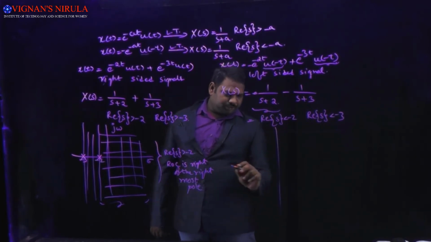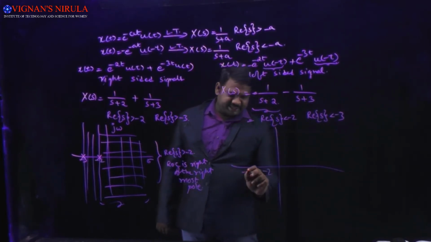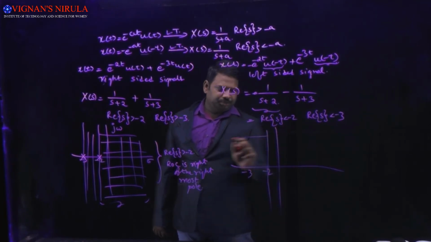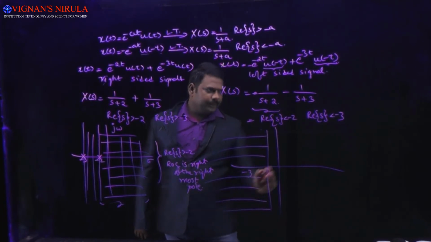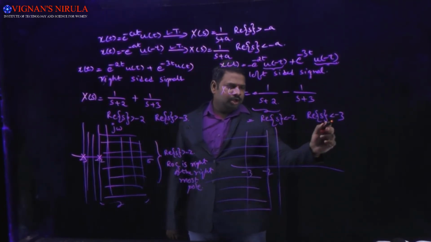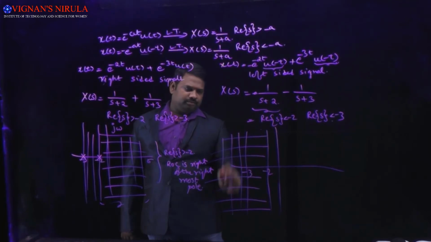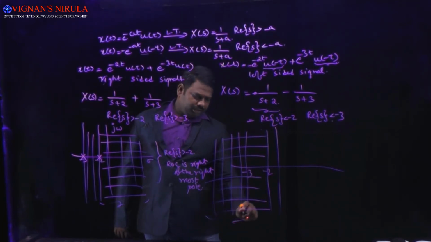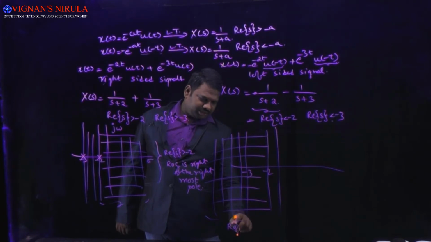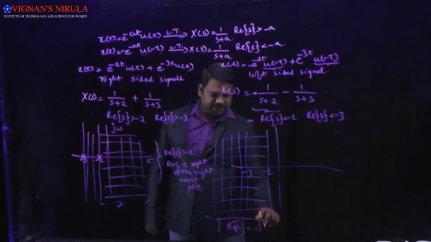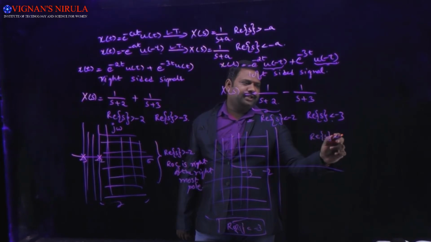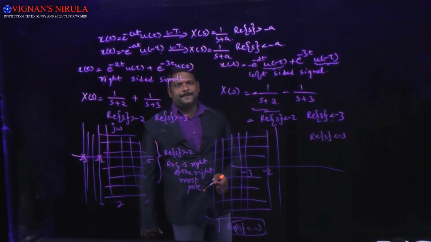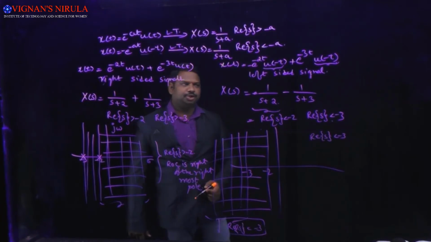Therefore, when we draw this, minus 2, minus 3: the first one is below minus 2, like this. Again at minus 3, below this minus 3 we will have the other one. Therefore the intersection indicates that Re of s will be less than minus 3. That is, Re of s less than minus 3 is your ROC.